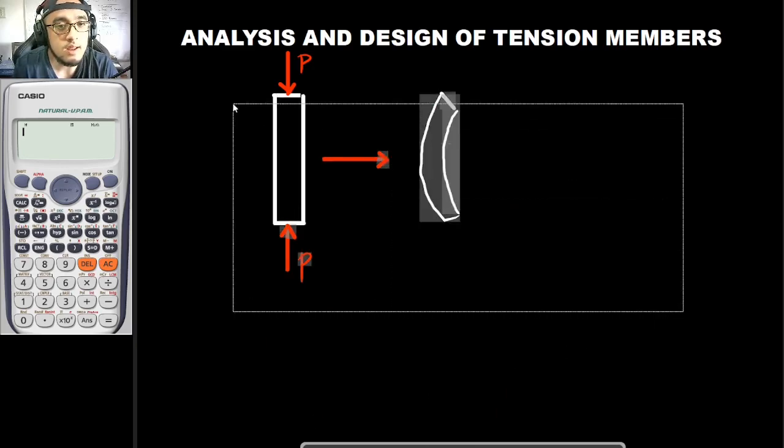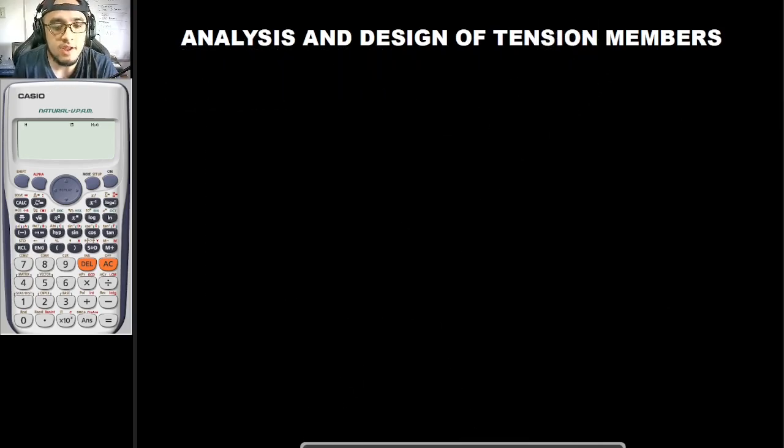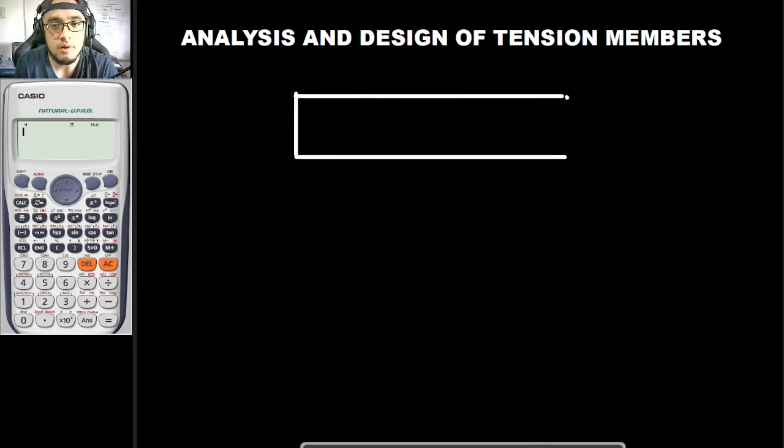So let's delete this one first, since we are to talk about the analysis and design of tension members. So let's say that we have a certain structural member right here, which is a tension member. And if we are to talk about tension members, it means that it would be having tensile forces. So let's say that this is your tensile load P. So this is P, and this is P.